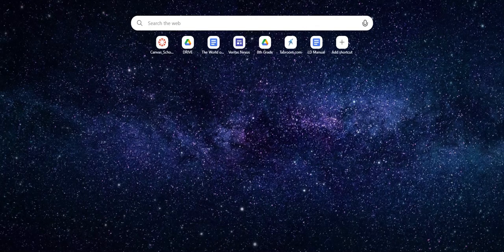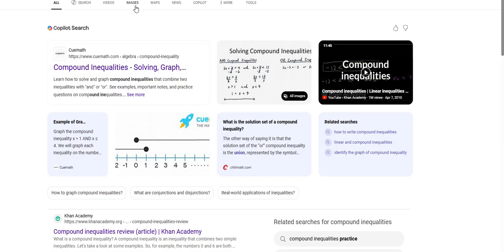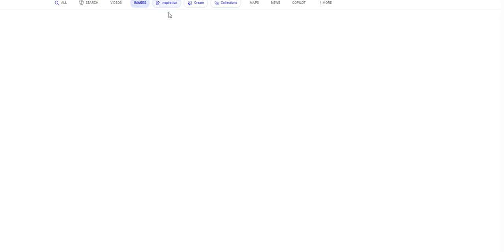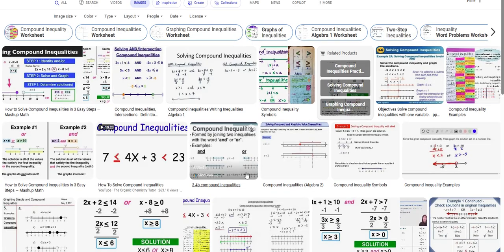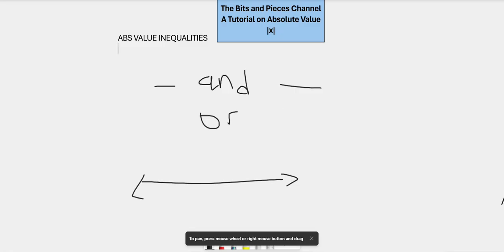So if you don't know about them, I would recommend learning about them in the past, because absolute value inequalities are essentially a harder version of compound inequalities. So if we pull up an image of them, a compound inequality looks like this. So and is when they both come together, like so, and or is when they go in opposite directions, like so. So that's how compound inequalities work.